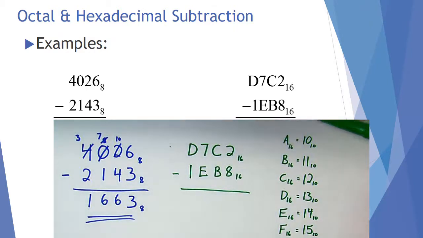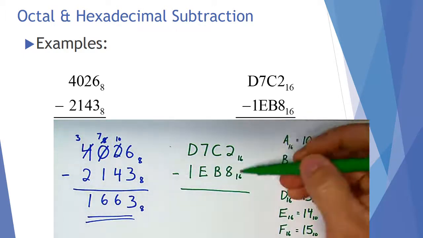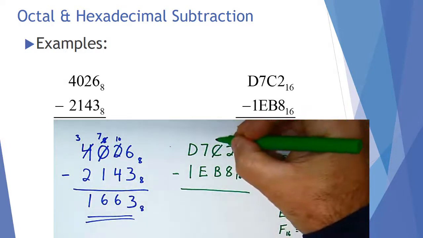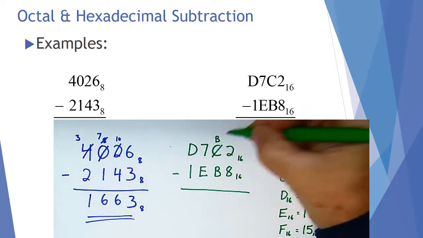Okay, let's do some hexadecimal subtraction. Here again, I've just sketched out our cheat sheet to remember those letter digits in the hex system. Here we go, 2 minus 8, and that 2 is not big enough to subtract 8, so we're going to borrow. That C drops to a B.